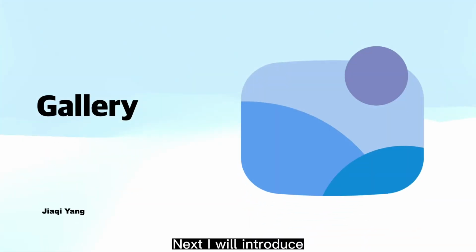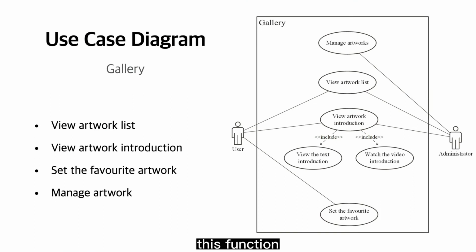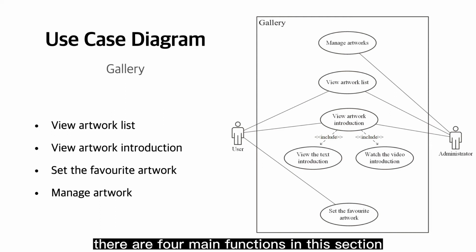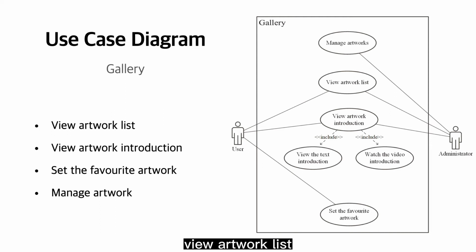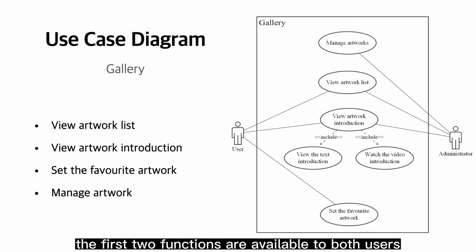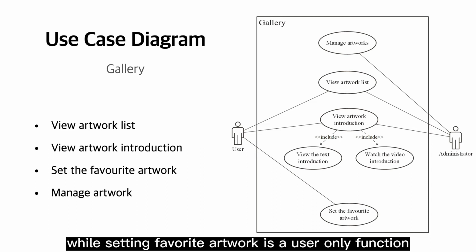Next, I will introduce the gallery and the customized creation functions of our system. Firstly, the gallery function. As shown in the use case diagram, this function can be used by both administrators and users. There are four main functions in this section: view artwork list, view artwork introduction, set favorite artwork, and manage artwork. The first two functions are available to both users and administrators, while setting favorite artwork is a user-only function. Managing artwork is an administrator function.